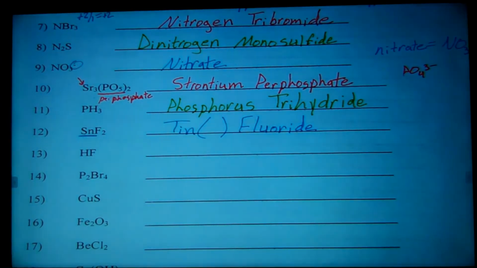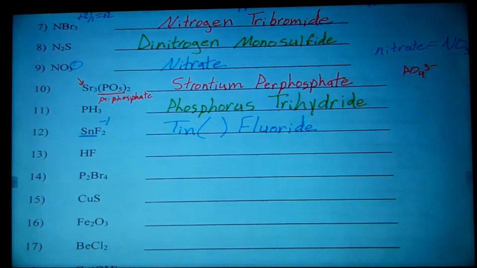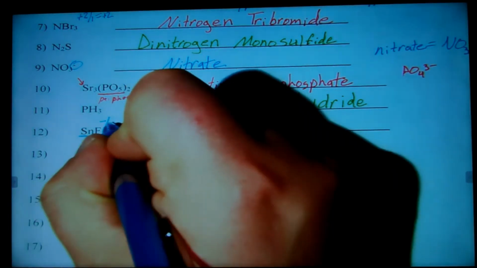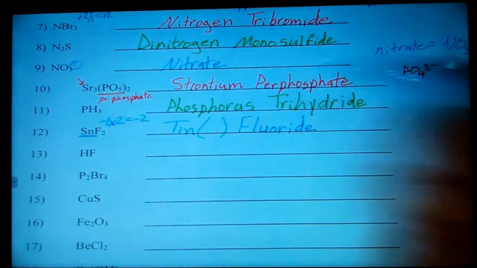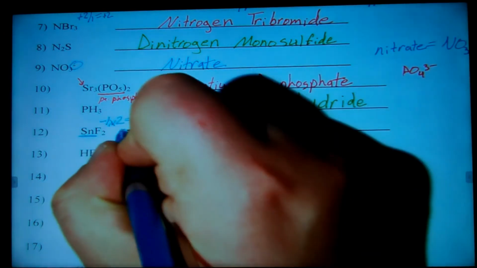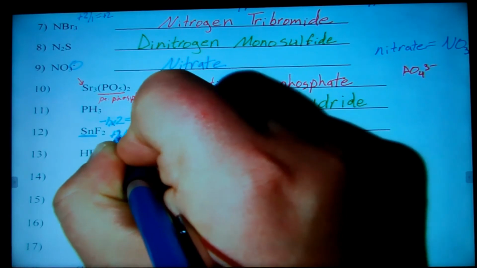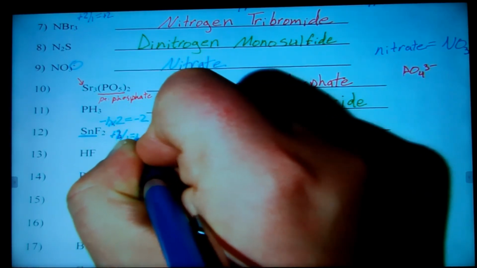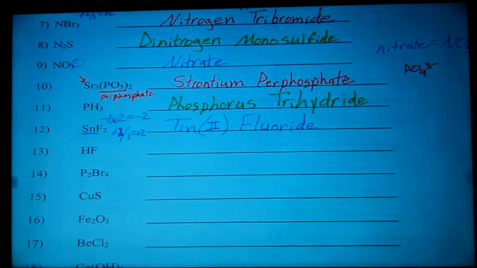So tin something fluoride. So look at fluoride. What's the charge on the anion? Fluoride has a -1 charge. I know that because it comes from the 17th column. -1 times 2, because that's how many of them we have, which will equal -2. So the overall positive charge has to be +2, divided by how many of those we got. In this case, we have one tin, so that means it's a +2 overall charge, so it's tin(II) fluoride. Okay?